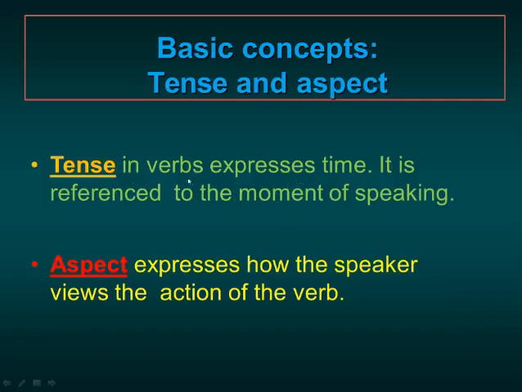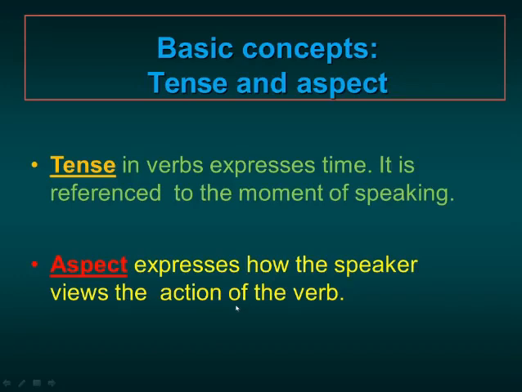How the verbs will change its shape. This way it will indicate the time. And what is aspect? Aspect expresses how the speaker views the action of the verb. That is the difference. Tense is just expressing the time, whereas aspect is showing the views of the speaker and how the action of the verb is occurring.